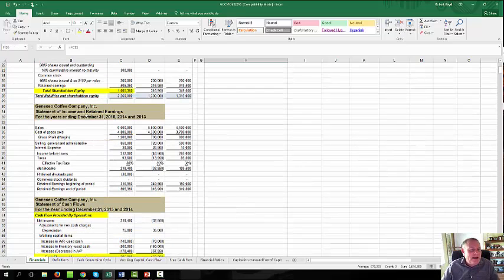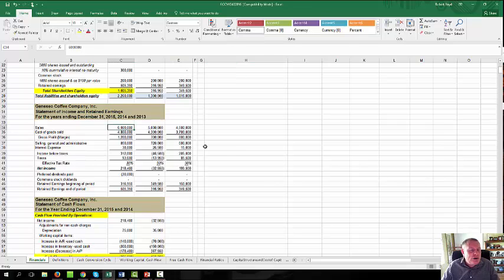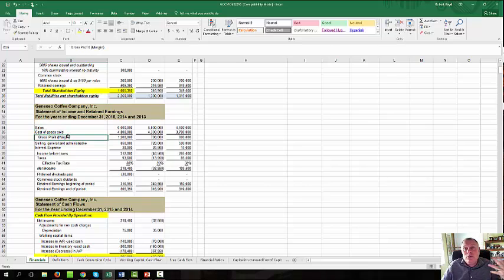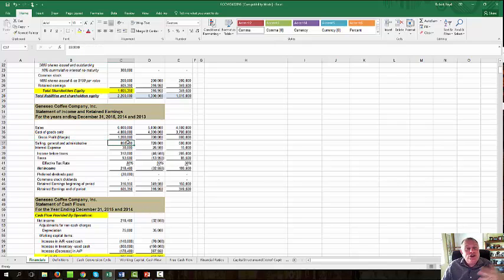Let's take a look at their income statement and retained earnings. We can see that last year they sold $6 million worth of coffee. That's a lot of coffee. Their cost of goods sold was $4.8 million. So the cost of goods sold are the direct costs. That's the cost of the beans, the labor, the utilities, the supplies, etc. And when we take sales or revenue, less cost of goods sold, we get the gross profit or the gross margin. Okay?